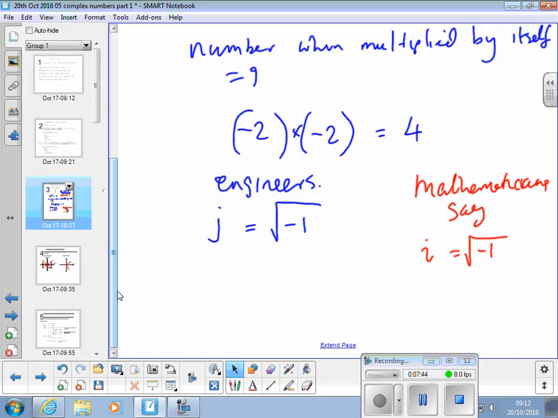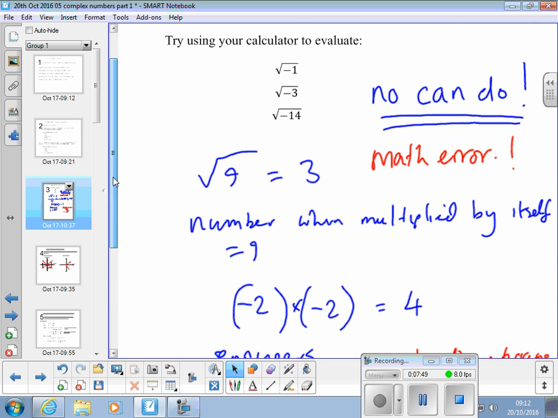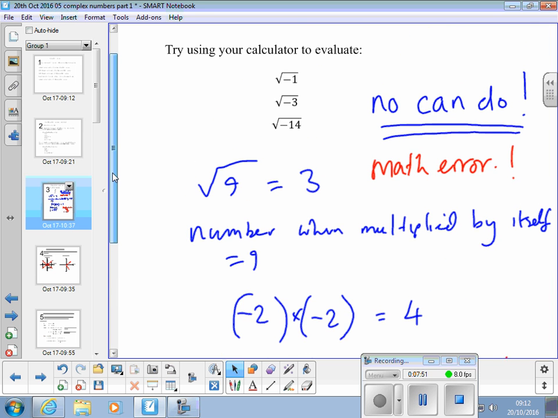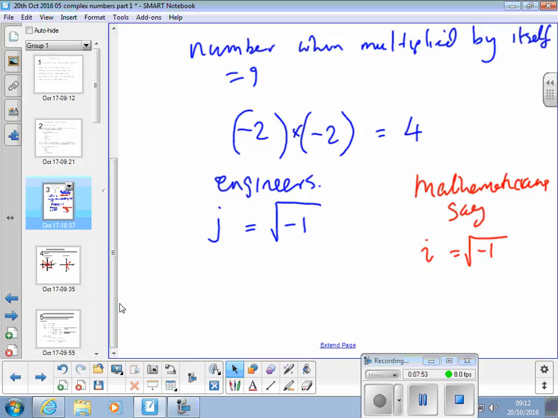So what happens there is if we wanted the square root of minus 9, how we actually describe that is minus 9j.